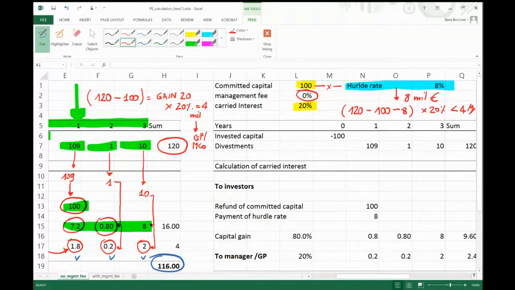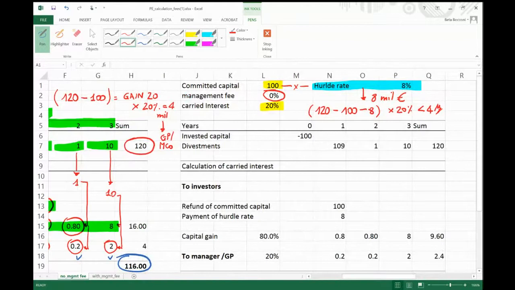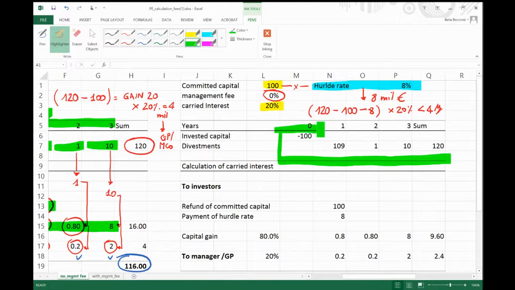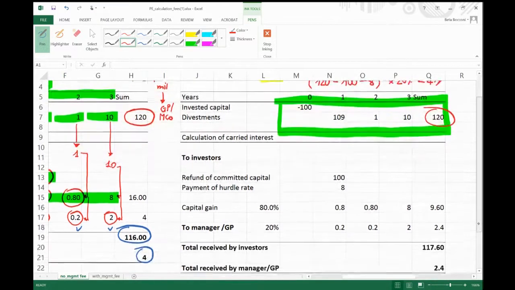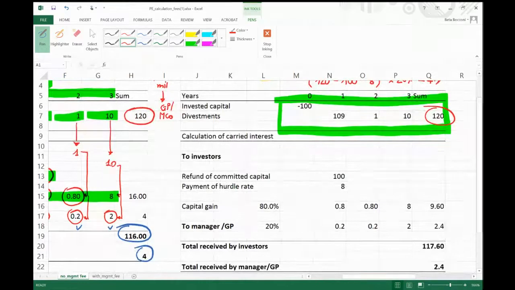But let's see with the numbers how it works. The usual distribution of funds: 100 million paid today, 109 liquidated in year 1, 1 in year 2, and 10 in year 3, with a total cumulative liquidation value of 120. What happens? It's very similar to what happened before. In the first year, you liquidate 109.